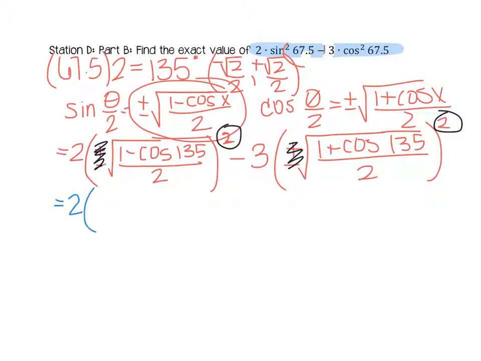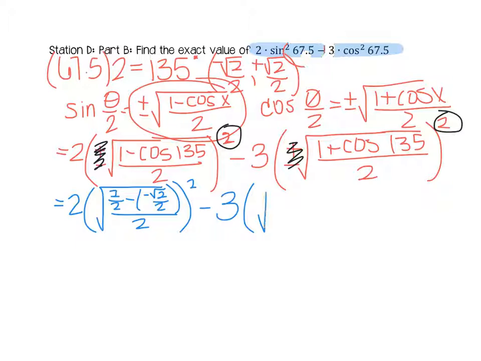So 2 times, and I'm going to go ahead and write 1 as 2 over 2. So 2 over 2 minus the cosine of 135 degrees, which is negative root 2 over 2, all divided by 2, close it, square it, minus 3 times the square root, again I'm going to write 1 as 2 over 2, plus the cosine of 135 degrees, which is root 2 over 2, all over 2, and again I'm going to square it.